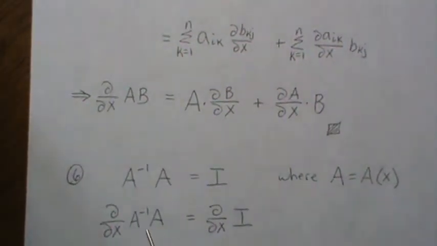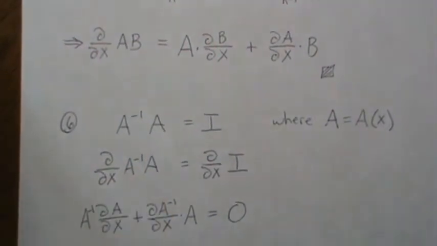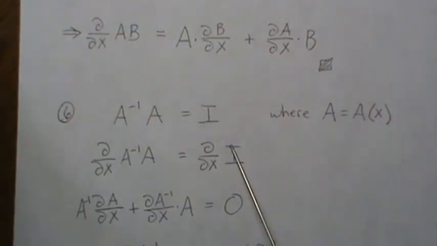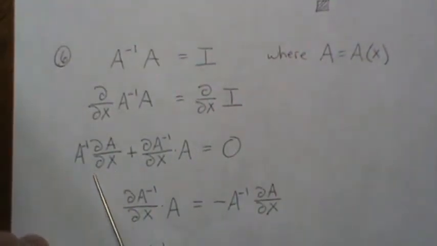And now if we take the partial of both sides with respect to X, the scalar X, then we just learned that this product is this. It's A inverse times the partial of A with respect to X plus the partial of A inverse with respect to X times A. And since the identity matrix has no X's, it's constant with respect to X, the partial is 0 everywhere. And then we can subtract this to the other side, and that's what this is.